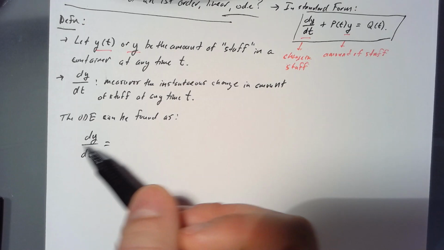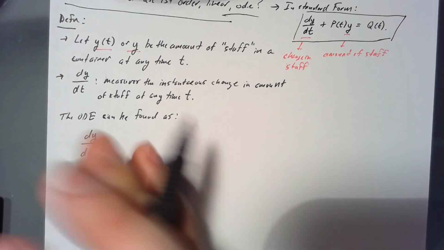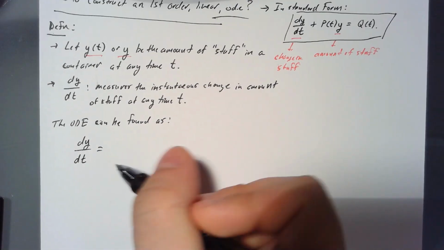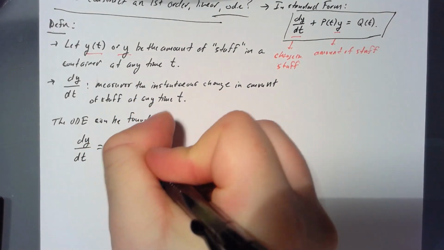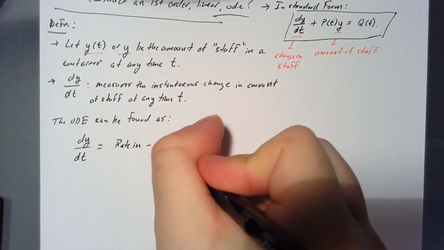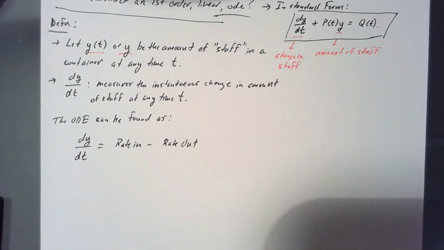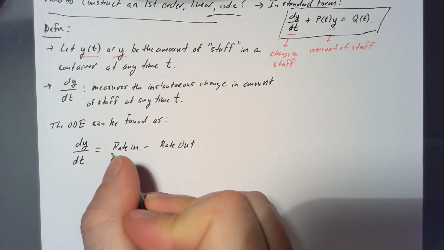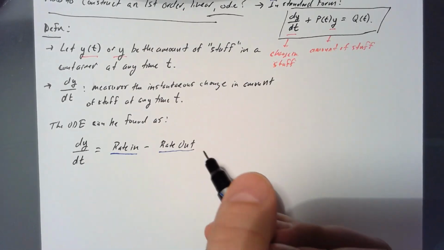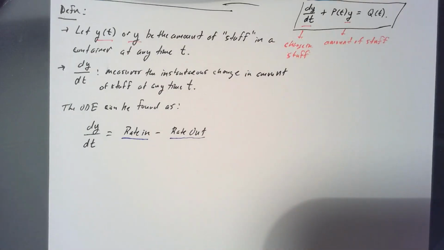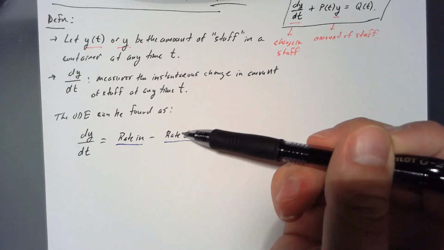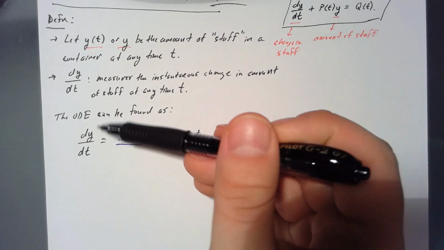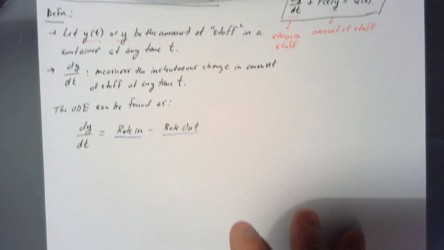So the amount of stuff coming in the tank and leaving the tank, that could change. So this is constructed as the rate in minus the rate out. So this is basically the framework of the differential equation that we're trying to find. We're going to talk about how we find each one of these terms in a minute. But you know, the rate of the stuff coming in minus the rate of the stuff leaving, that'll measure the amount of stuff in the tank at any given time.